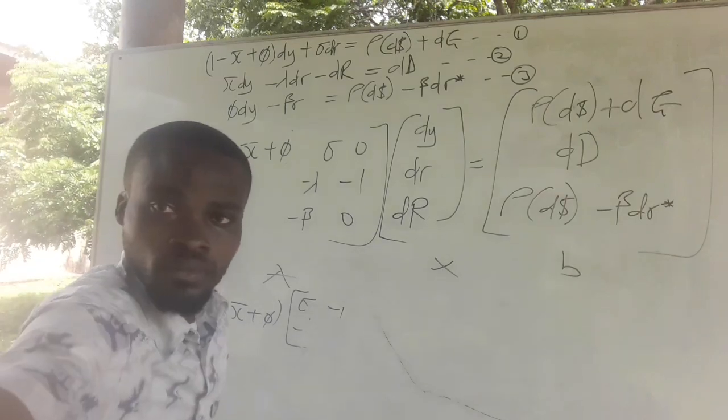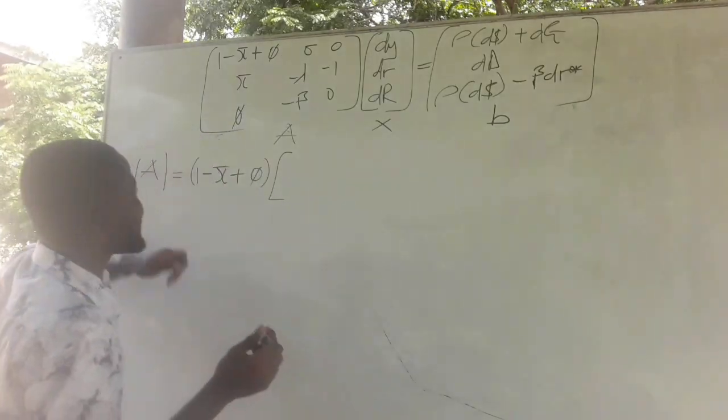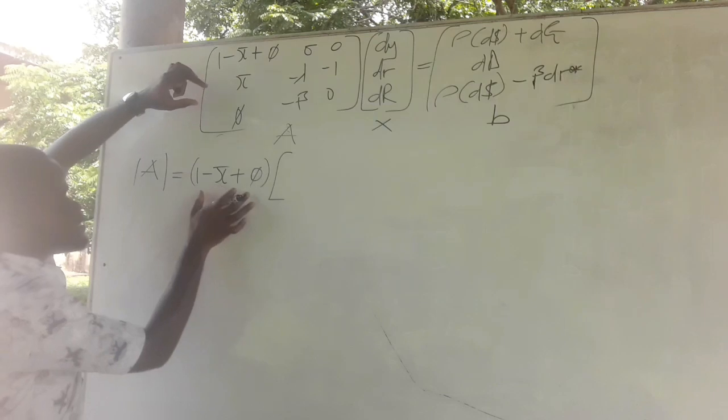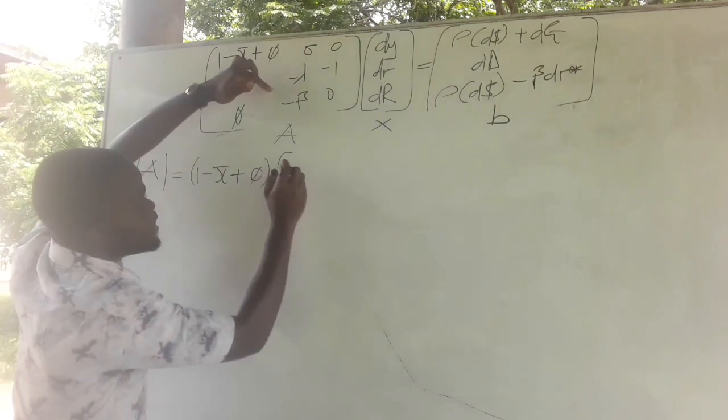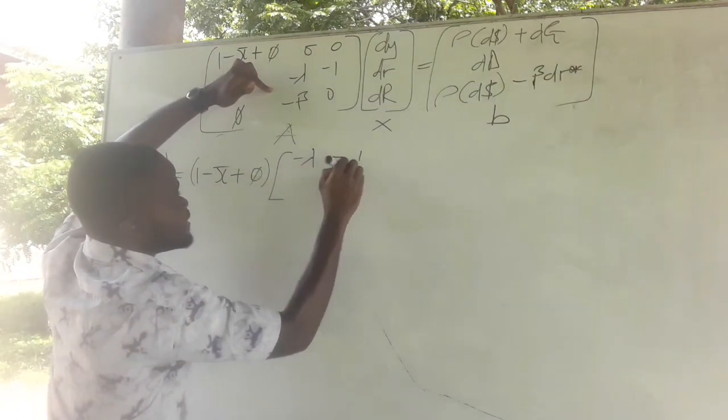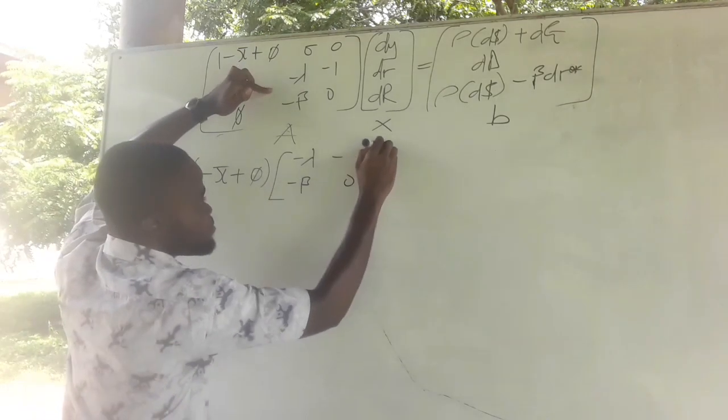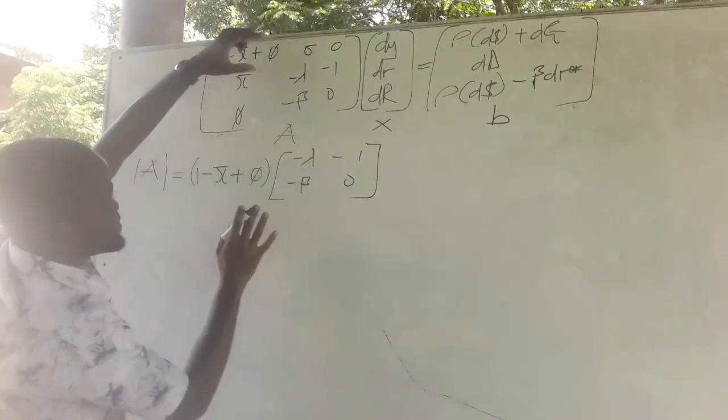So now when we clear the column that this parameter belongs to and the row, we'll be left with negative lambda, negative 1, negative beta, 0. We are done with this figure.